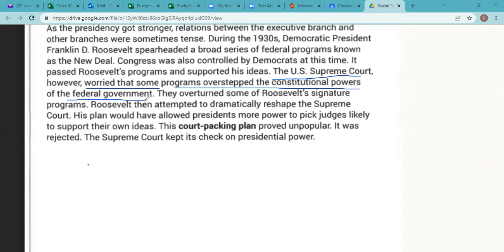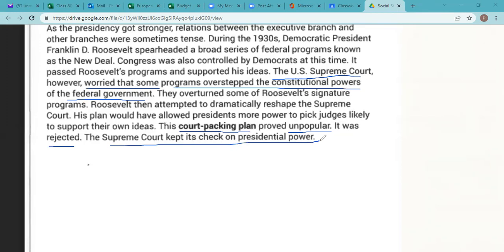His plan would have allowed presidents more power to pick judges likely to support their own ideas. So this is called the court packing plan. And that, of course, proved to be unpopular at the time, and it was rejected. So the Supreme Court kept its check on presidential power.